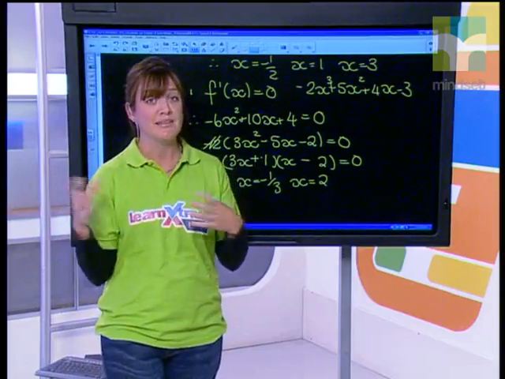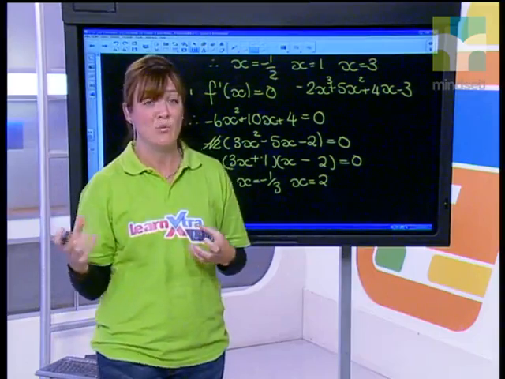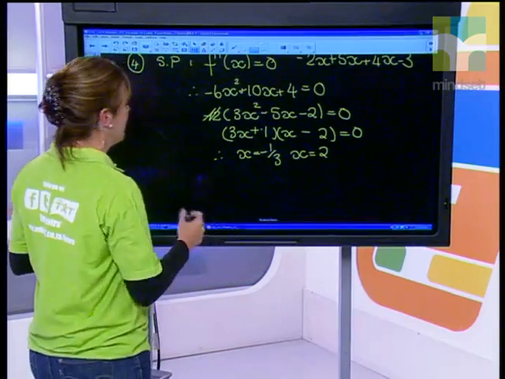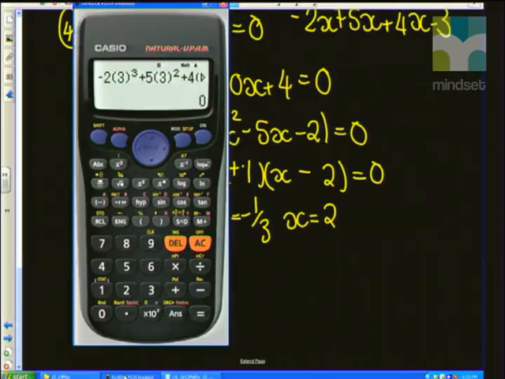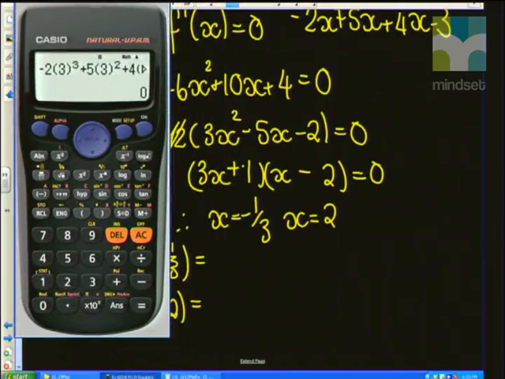But like any point, if it's got an x coordinate, it needs a y coordinate. So we are now going to have to substitute. We're going to have to work out f of negative a third, and we're going to have to work out f of 2. Okay? And let's quickly see if we can do that. Right, let's clear that.